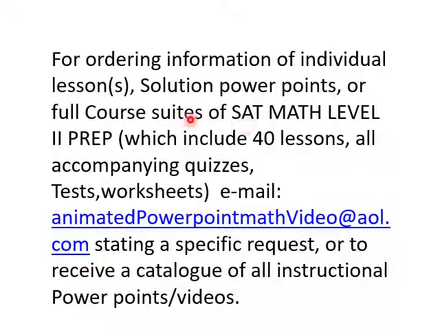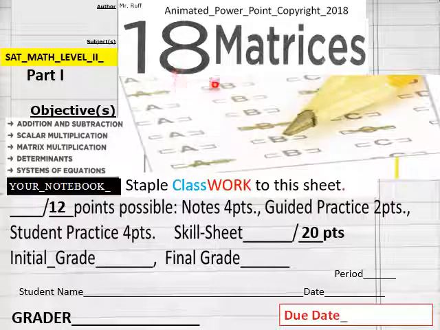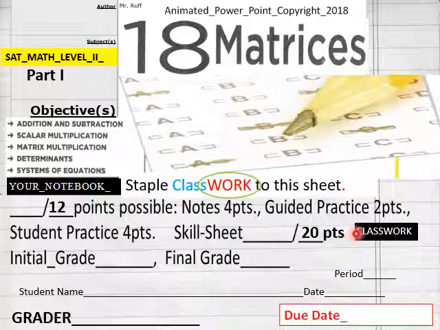Everybody, we're getting ready to do section 18 of SAT Math Level 2 preparation. And for 18, it's a section on matrices. You got 12 points to go onto your notebook guide, and 20 points will go on to your classwork sheet. This will be about addition and subtraction of, scalar multiplication of, matrix multiplication of, determinants and systems of equations, all pertaining to matrices. Name, date, period, students, due date for onliners, homeschoolers.